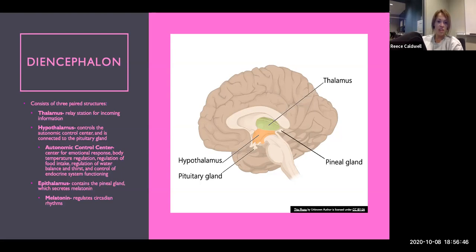Then we have the epithalamus. The epithalamus contains the pineal gland. So that is something I want you to know. The epithalamus contains the pineal gland. And I don't know if any of you have heard about the pineal gland before. It's a very interesting gland. It's mainly known for secreting melatonin.